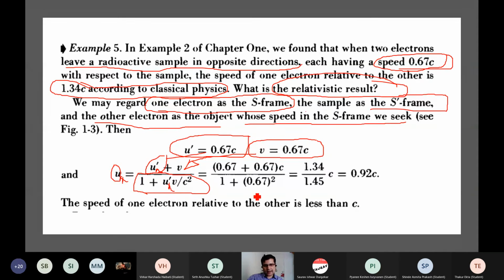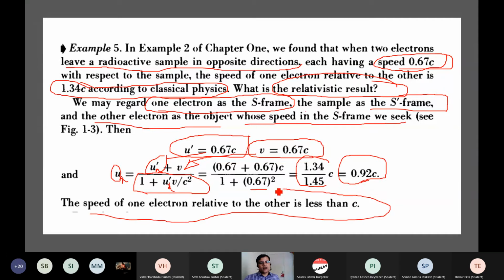Hope you understand. I put in these values and calculate, and the value comes out to be less than the speed of light, which is correct. The speed of an electron relative to the laboratory should be less than the speed of light, and the corrected value comes out to be 0.92 c, 92% of the speed of light. That's what you can observe in the laboratory frame, or the stationary frame.